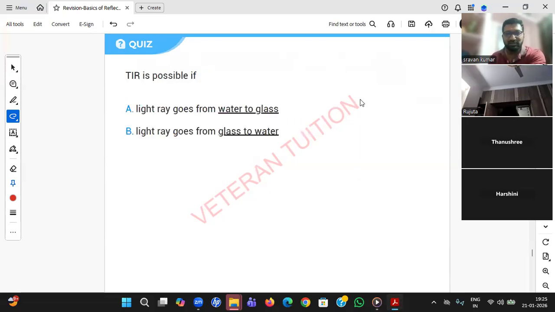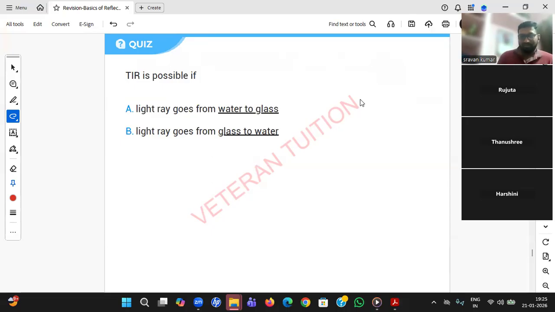TIR is possible? Again, check the first condition. Total internal reflection first condition: denser to rarer. Glass is denser, water is rarer. B should be the right answer.